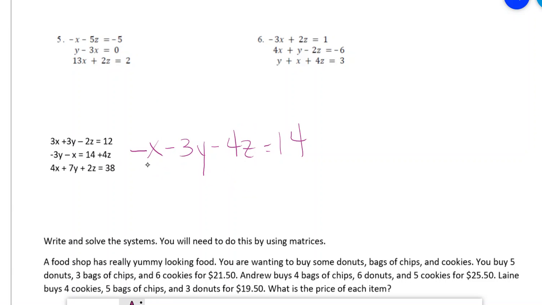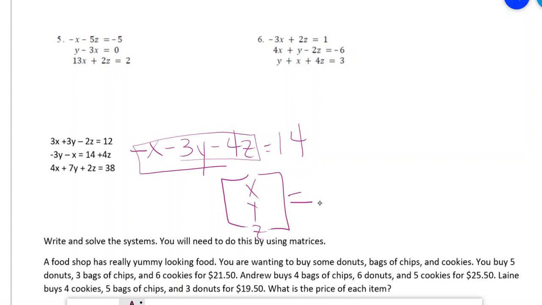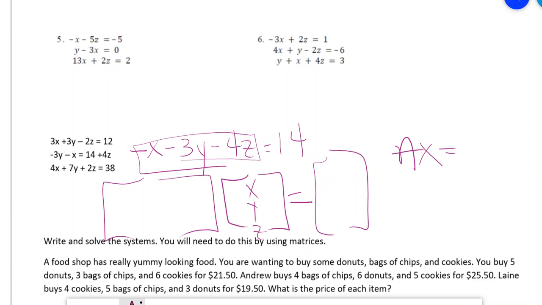Whatever order these letters are in when you get done, that's your variable matrix. Don't forget the big equal sign, and this value, and this value. Then you write down AX equals B, X equals A inverse B, and then you get your point when you solve it out.